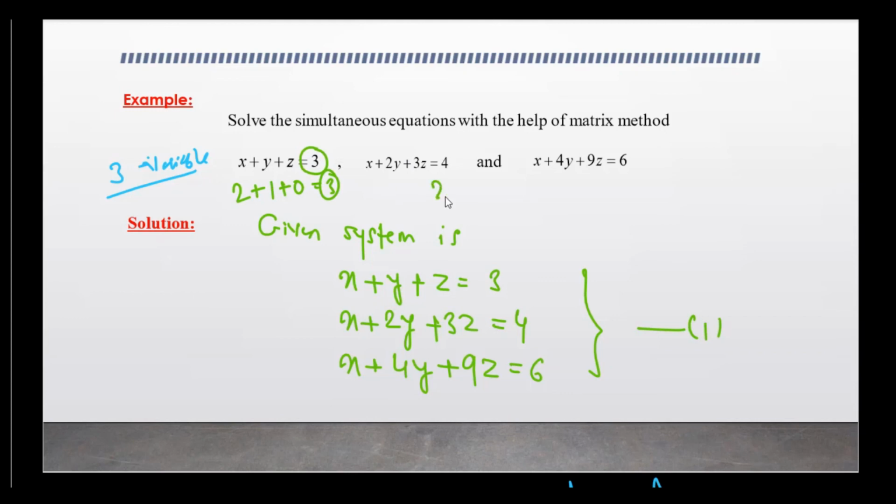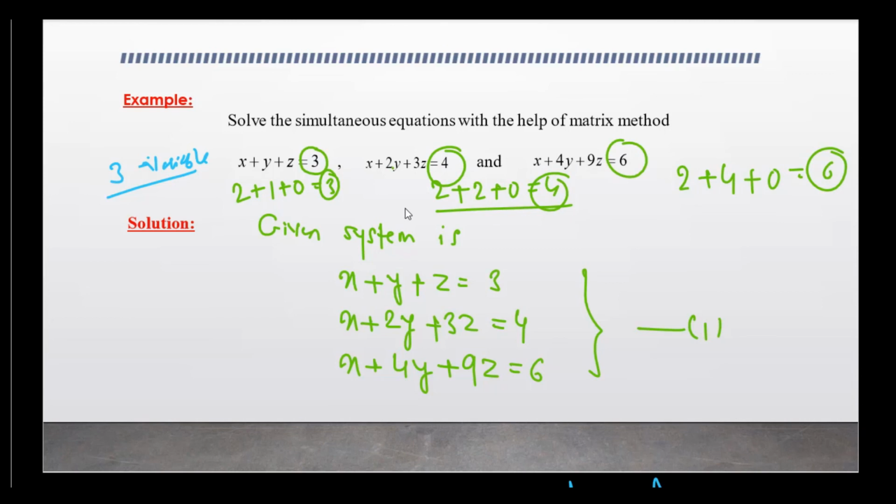In the second, x is equal to 2, y is equal to 1, and z is 0. So 2 plus 2 equal to 4. Balanced. And last, x is equal to 2, y is equal to 1, z equal to 0, which is equal to 6. Balanced. This means the solution we obtained is absolutely correct. So in this way, we can evaluate the problem by using the matrix method. This is the problem for a unique solution.